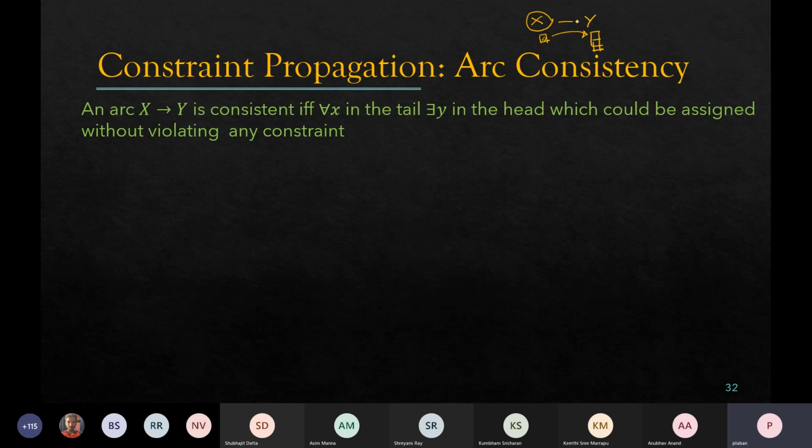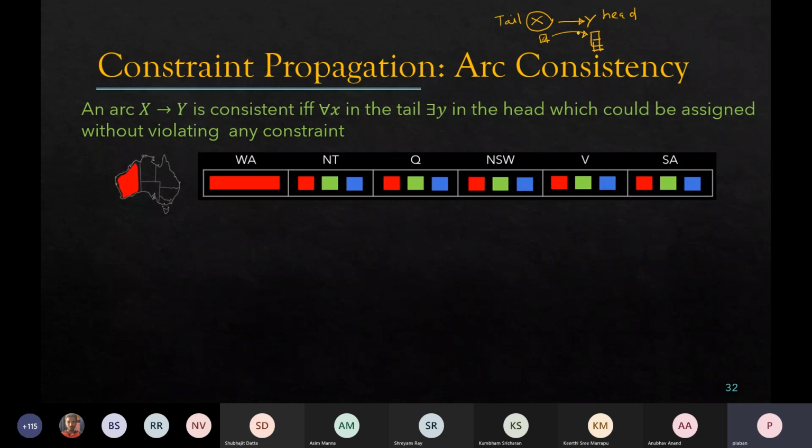So the direction of the particular edge is from X to Y, and let us call this the tail and this the head, right? We'll be checking, for every value that can be a possible assignment for the tail variable, whether we have at least one permissible value in Y, right? If that is so, then we say this arc is consistent. So let us take an example and try to illustrate.